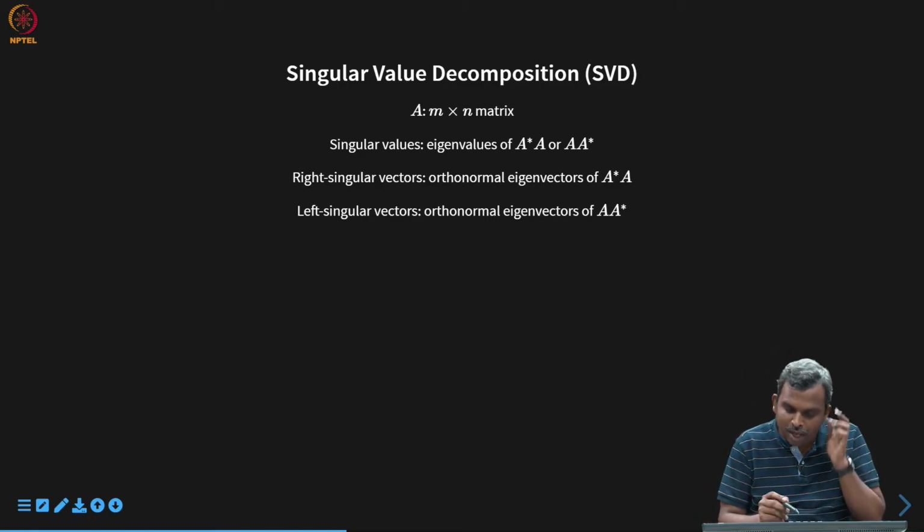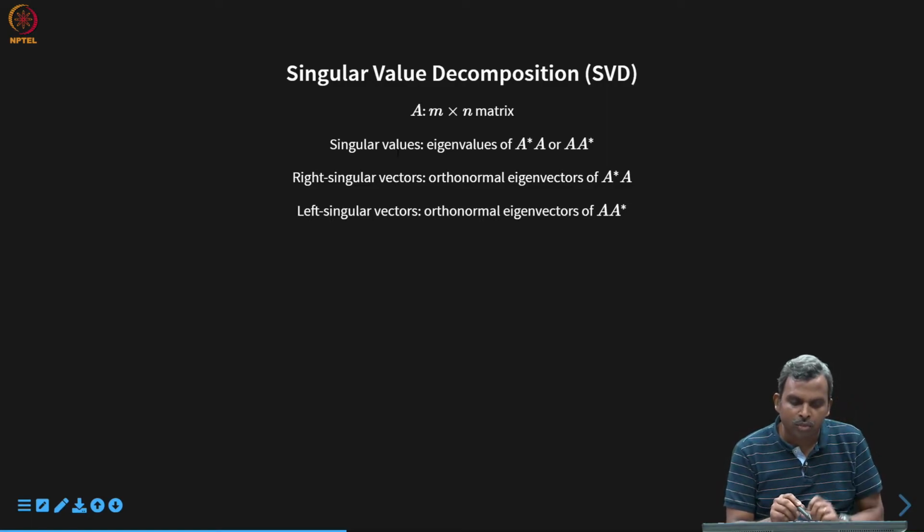Okay, so if you have an m cross n matrix, we know that there are singular values for this, which are the square roots of the eigenvalues of A star A or A A star, right. So for both of these, we know the non-zero eigenvalues are the same, and the zero eigenvalues will differ depending on the rank and size and all that. Okay. Then you have right singular vectors. These are the orthonormal eigenvectors of A star A.